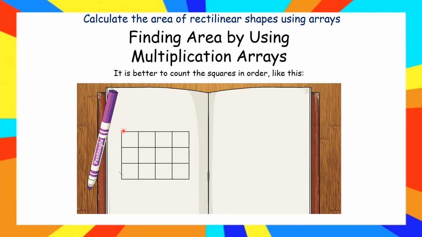Now calculate the area of rectilinear shapes using arrays. We've learned how to calculate the area of rectilinear shapes using squares. Now let's see how we can use arrays. Now, is it better to count squares in order like this?